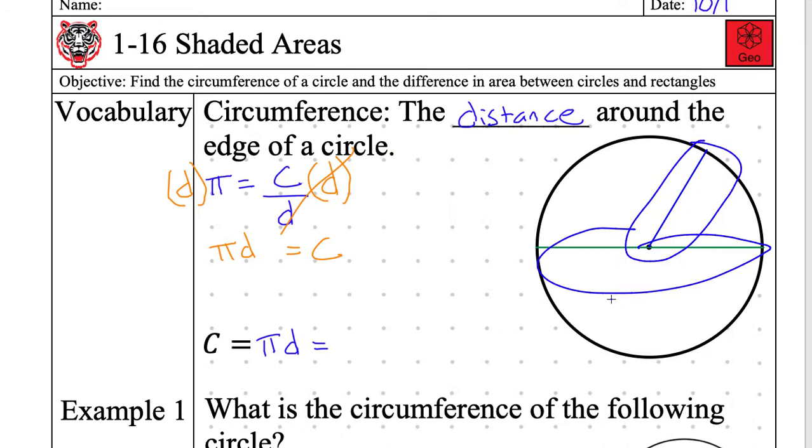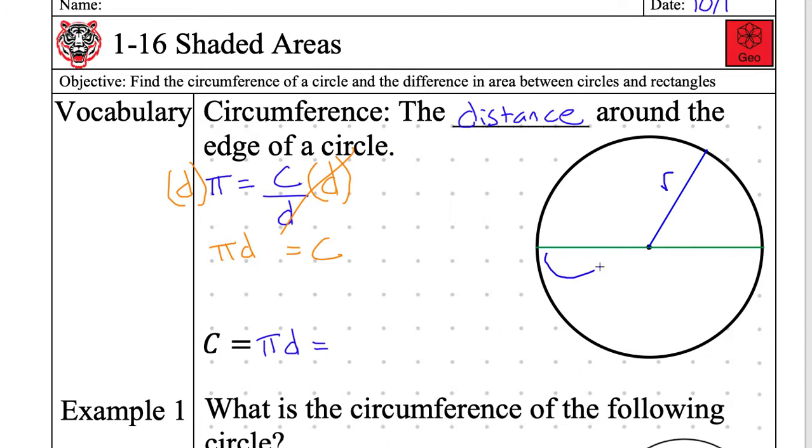Still only one person knows. You literally multiply by a number, guys. You guys got this. Cohen? Exactly. The diameter is twice the radius. If I have the radius, if I multiply that by 2, I can say that this length right here is 2 times r.